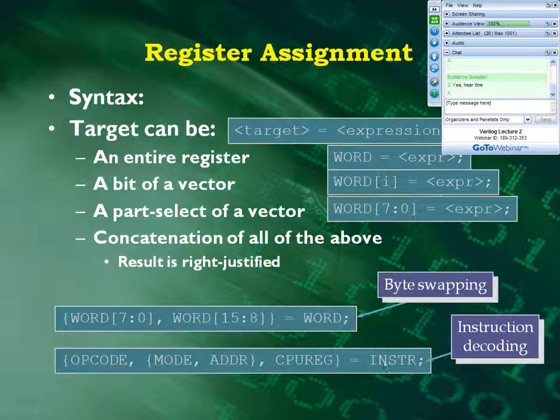Or you might do something, let's say you had an instruction, you were going to do some instruction decoding, and this was 32 bits, and maybe CPU reg was 8 bits, and address was 16, and so on for the rest of the bits. Now if the size of instruction is bigger than the size of all of these, then it's going to be right justified. It's going to use the lower bits of this to fill in these values.